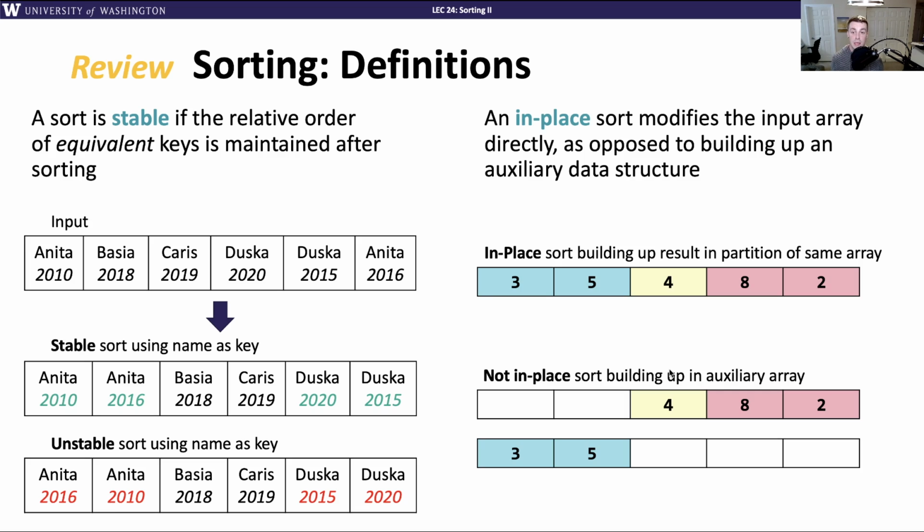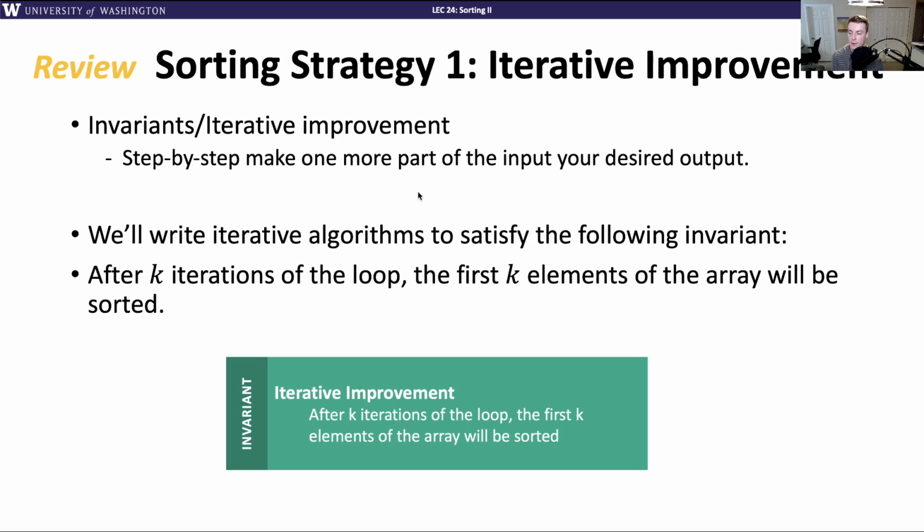So we've talked about selection sort, insertion sort, and in-place heap sort that can all be done in the input array. And if something needs extra storage, like needs another array, then we'd call that a not in-place sorting algorithm. So those were our abstract definitions.